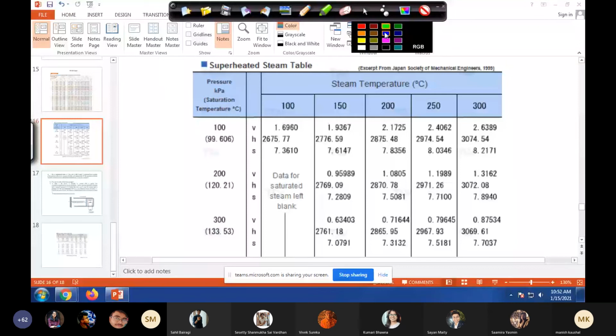So let's say I have told you that you have steam at 200 kilopascal. Listen carefully. You have steam at 200 kilopascal, and the temperature of the steam is 150 degrees Celsius. So can you comment, Kamera, whether it is superheated or not?